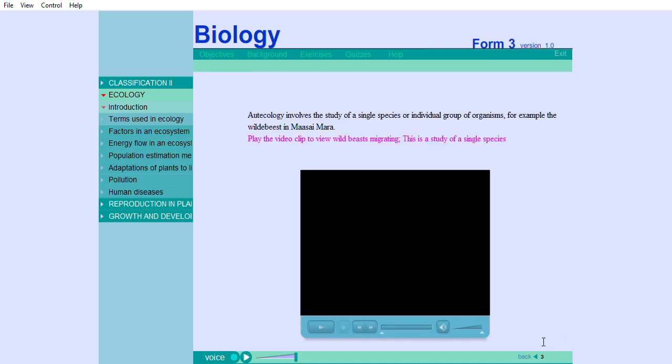Autecology involves the study of a single species or individual group of organisms, for example, the wildebeest in Masai Mara. Play the video clip to view wildebeests migrating. This is a study of a single species.